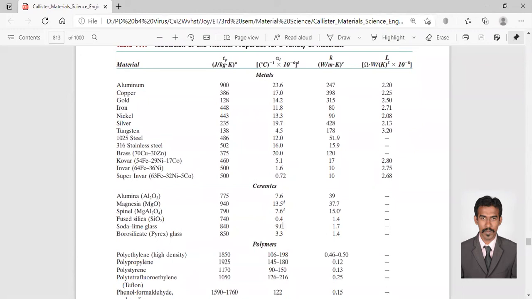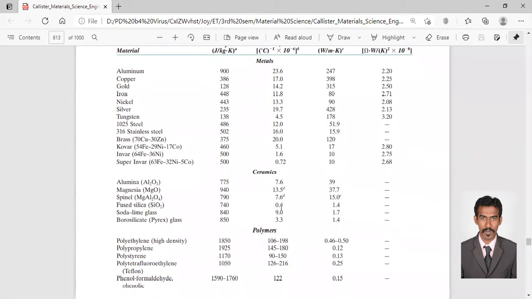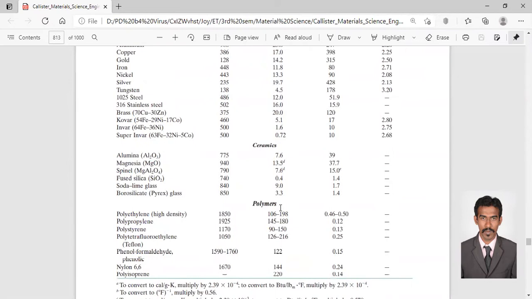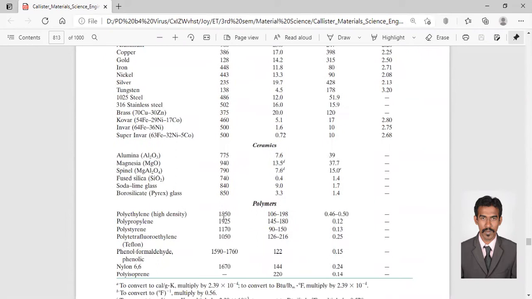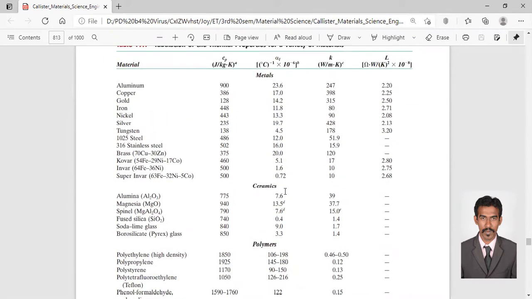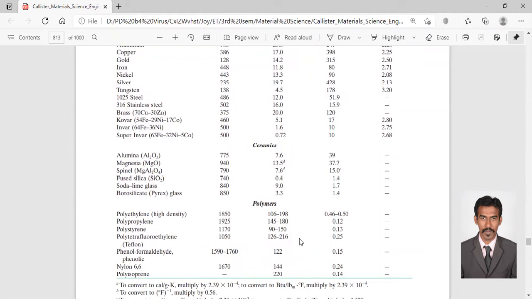So a general point is that the heat capacities of metals and ceramics can be comparable, while in the case of alpha, the thermal expansion coefficient, the values for metals are a little bit higher than for ceramics, right? And further, if we compare with polymers, polymers have high CP, and they have a very high thermal expansion coefficient also.